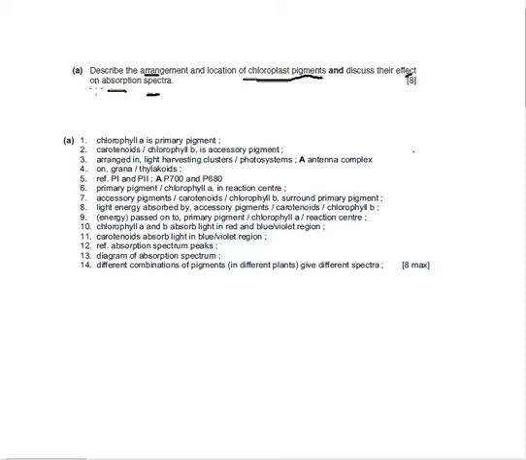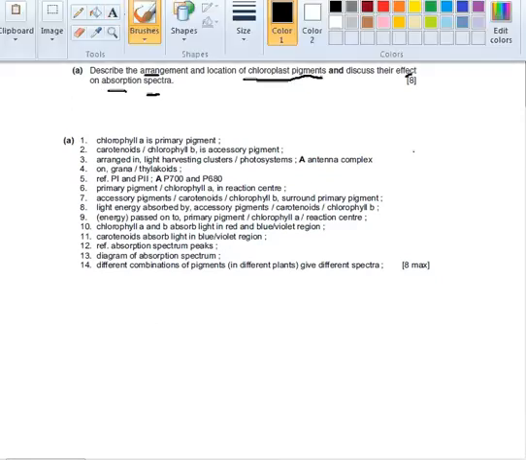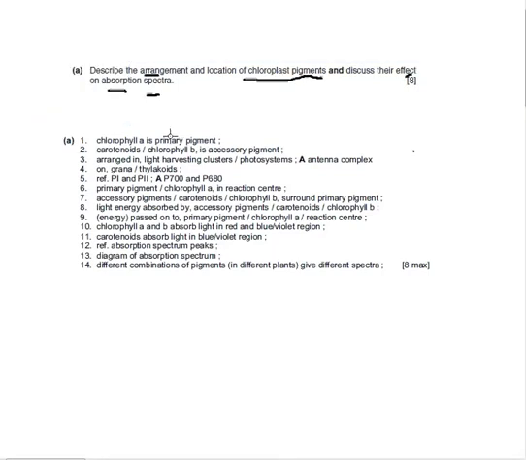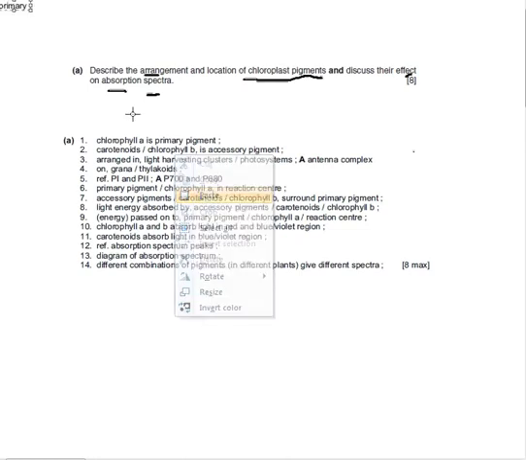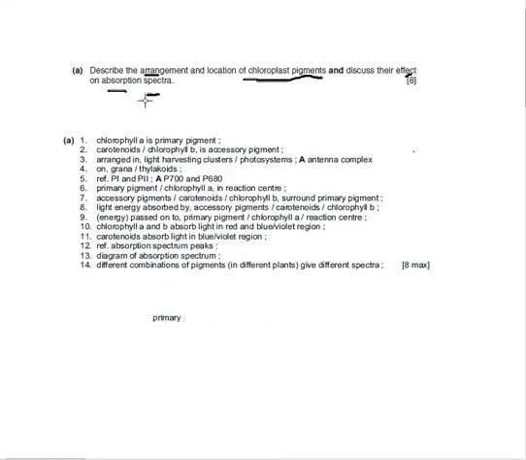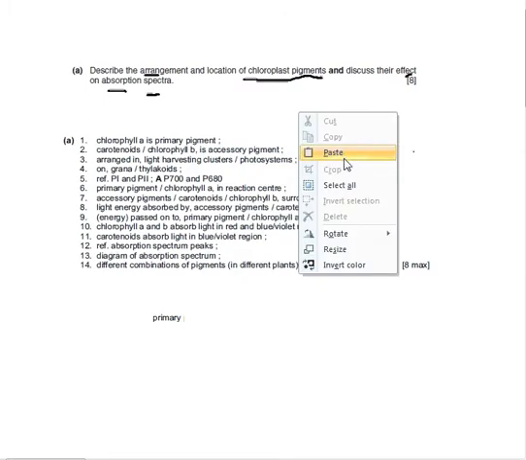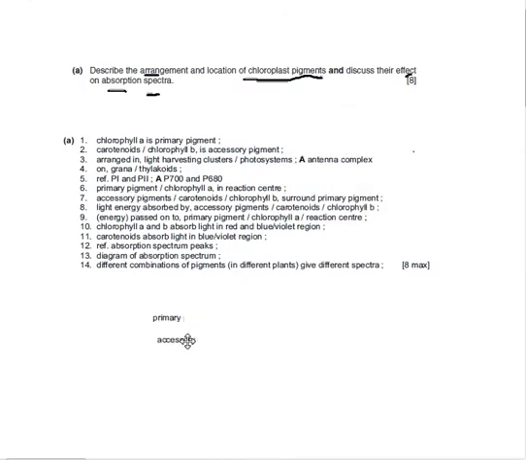two types of pigments. They are primary pigments. Okay, maybe I can just use this text given by them, so I don't have to rewrite it. We have primary pigments, right? And then we have accessory pigments. There are two types of pigments. Okay. This is the first point you should be knowing. We have primary pigments and accessory pigments.